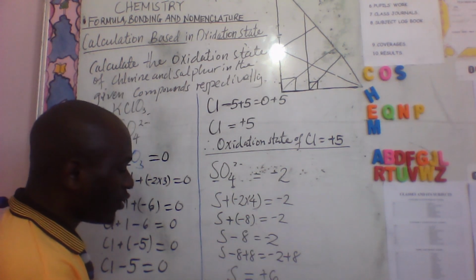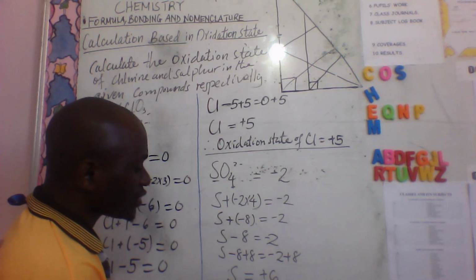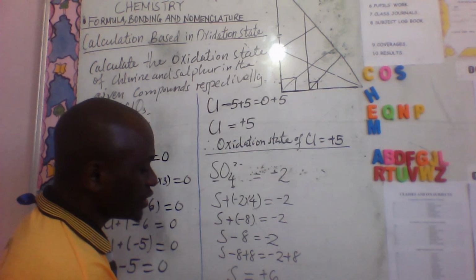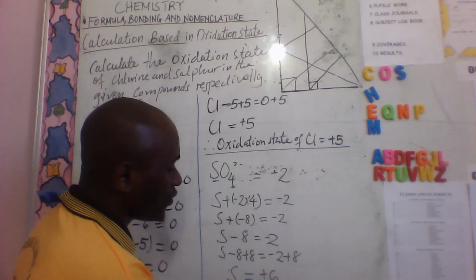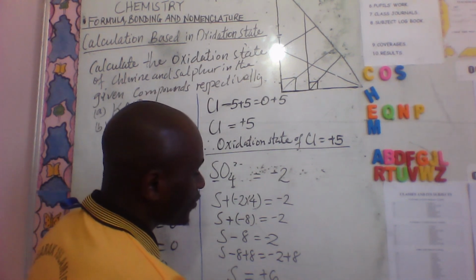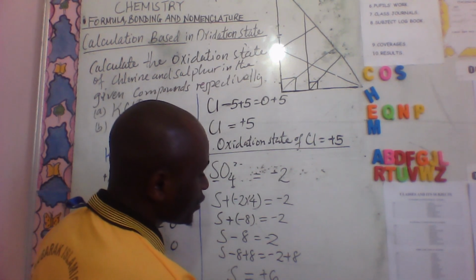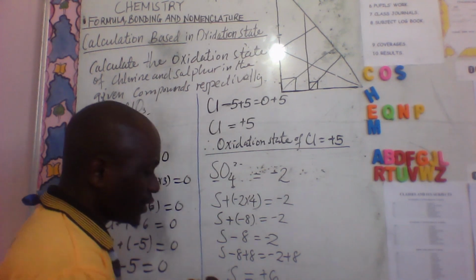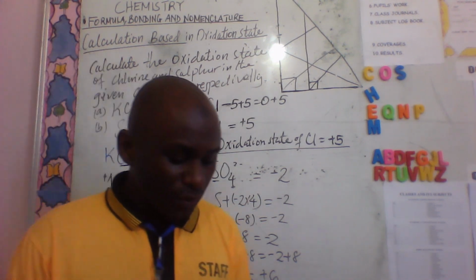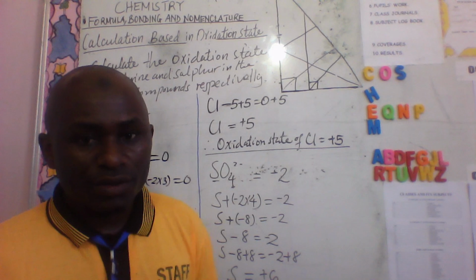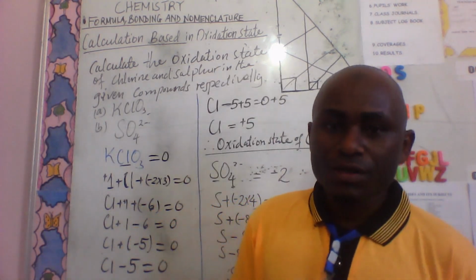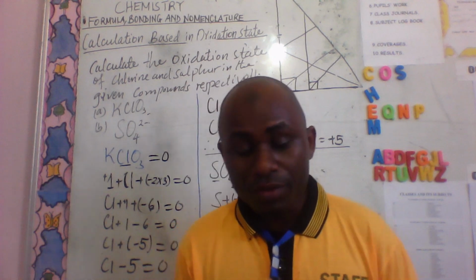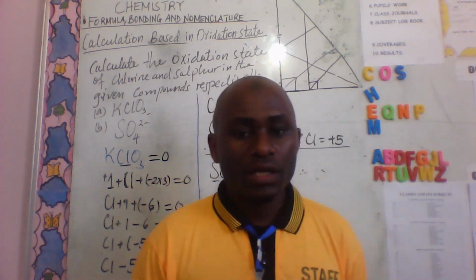So the oxidation state of sulfur is equal to positive 6. This is how to deal with the calculation based on the oxidation state, and how to find out the oxidation state of the given compound or given element. That is how it is.